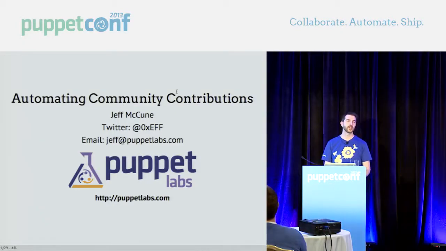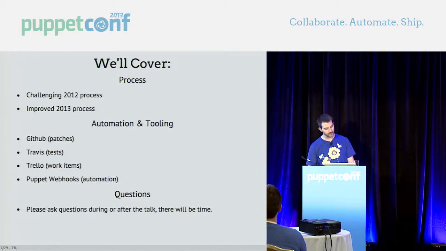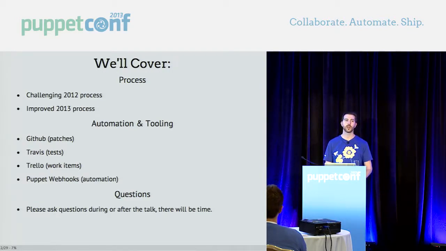Yeah, so I'm going to cover two major things in this presentation. What we're going to cover is the process that we go through to merge community contributions to our core projects. So that's Puppet, Facter, Hiera, Stdlib. And then in addition to the process, some automation and tooling that we've implemented this past year. So in the first half, we'll cover the process and what changes we made.